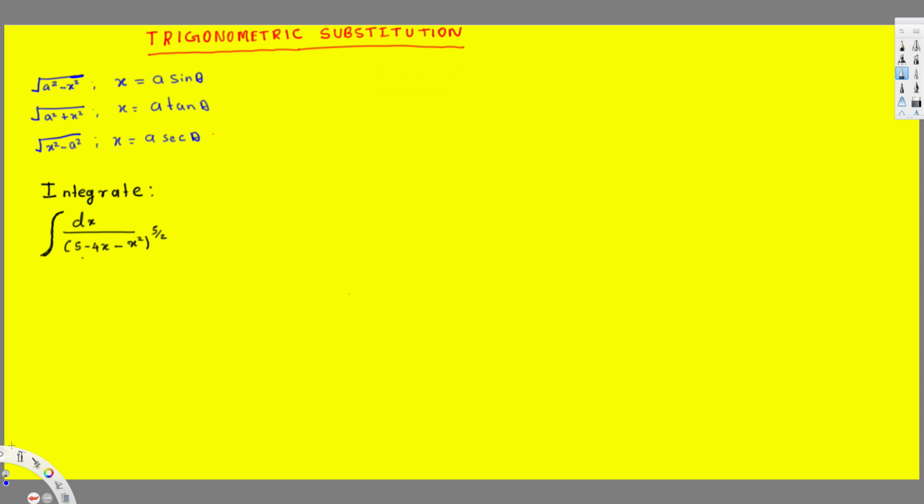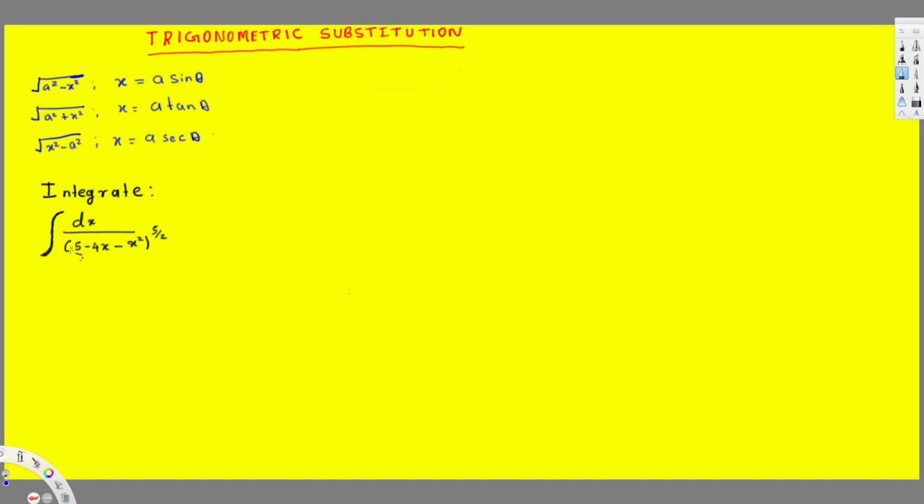Let's do this problem right here. We have this one, integral of dx over 5 minus 4x minus x square, over 5 over 2. If you notice, this is not a polynomial function, and in this kind of situation we try to do the complete square for this one and then begin the question, right?